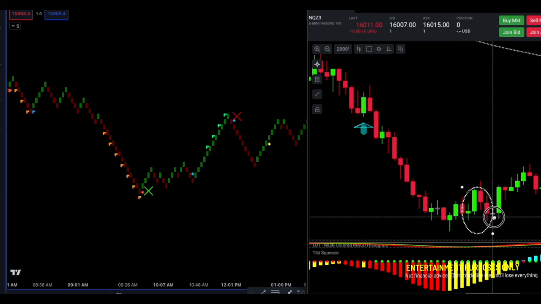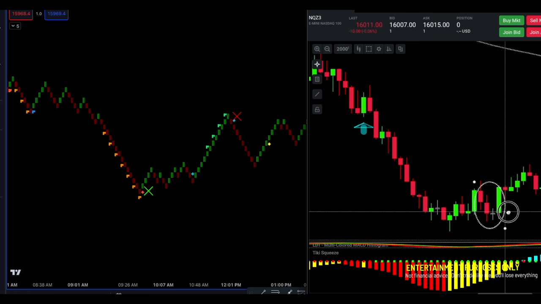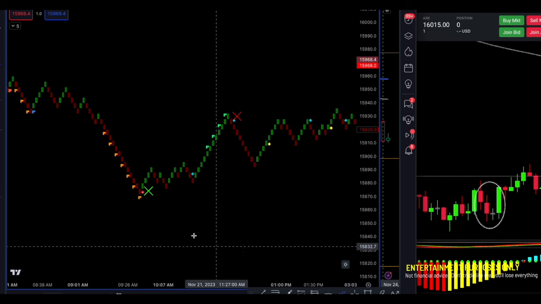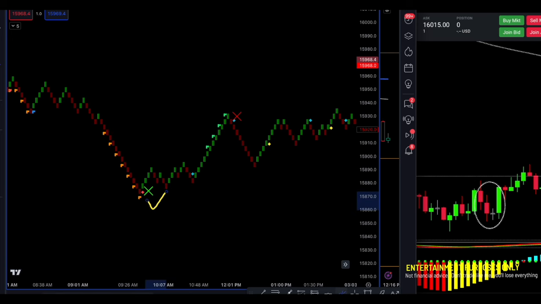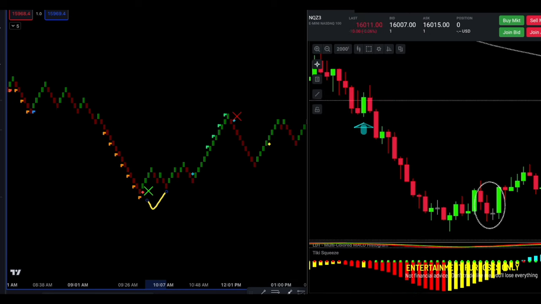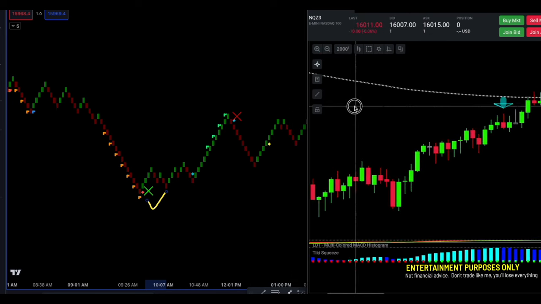We're going up, we're going up. So this looks like a beautiful trade. So I'd go ahead and get in on this trade. We're going up. Now we have a sell signal here at noon. So we just made a boatload of profit.